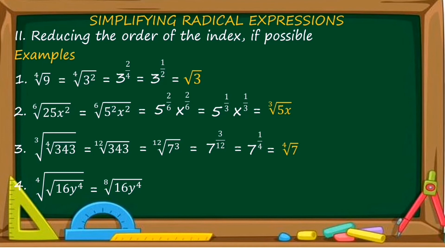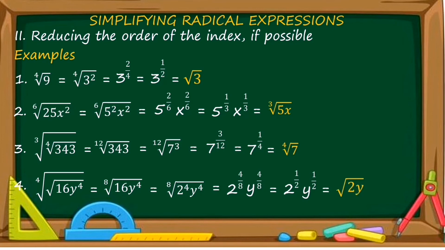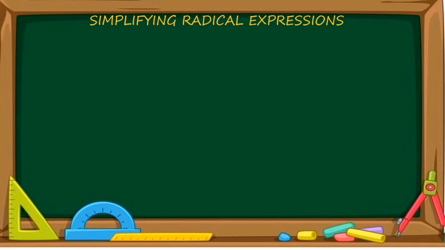16 in exponential form is 2 raised to 4. So it is equal to the eighth root of 2 raised to 4, y raised to 4. Then it is equal to 2 raised to 4 over 8, y raised to 4 over 8. 4 over 8 is also equal to 1/2. Since they have the same exponent, 2 raised to 1/2, y raised to 1/2, we can combine them as the square root of 2y. The third and last process is rationalizing the denominator.